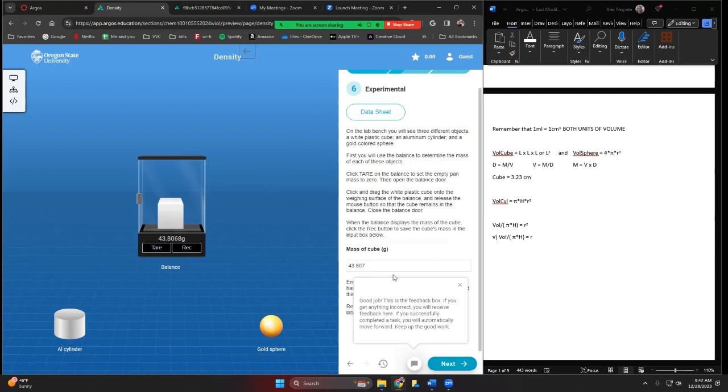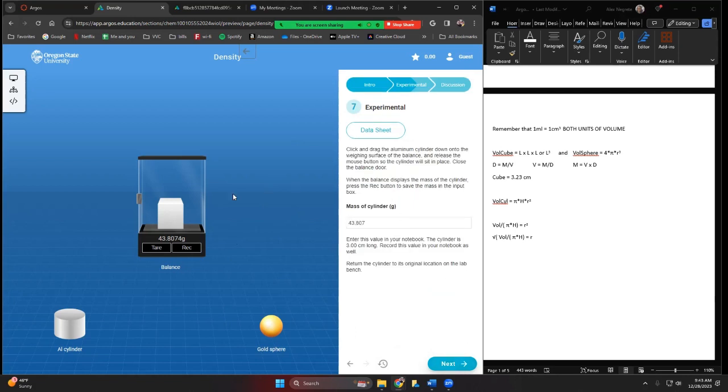We'll just move to the next page, right? If it's correct here, it'll say good job, right? And we can move on. And notice how this value is in here now, okay? It didn't erase, so we would have to physically, oh, let's zero that out.